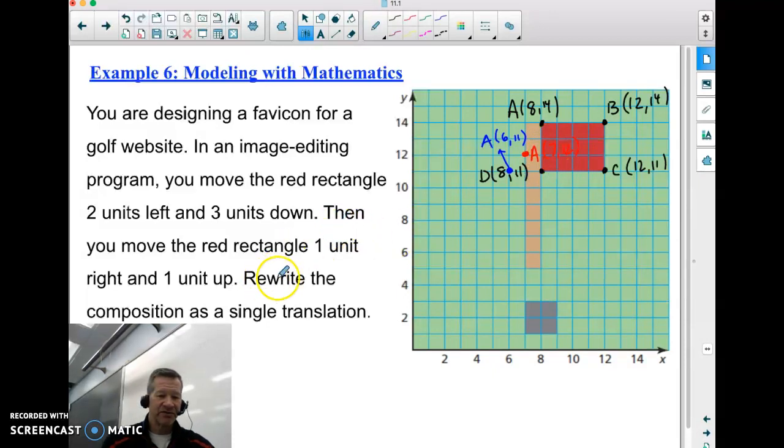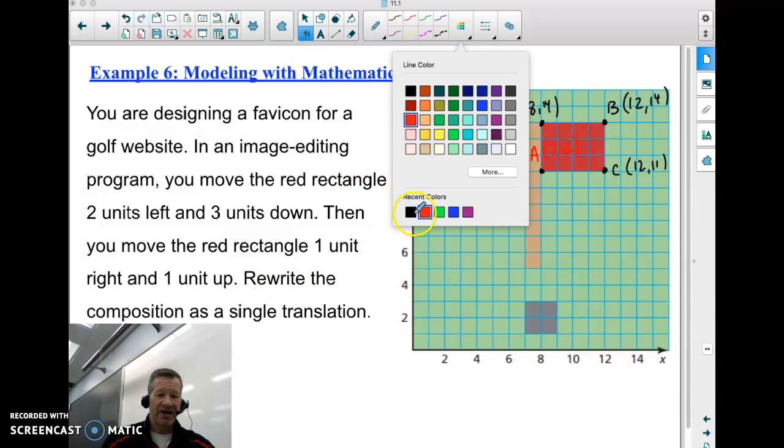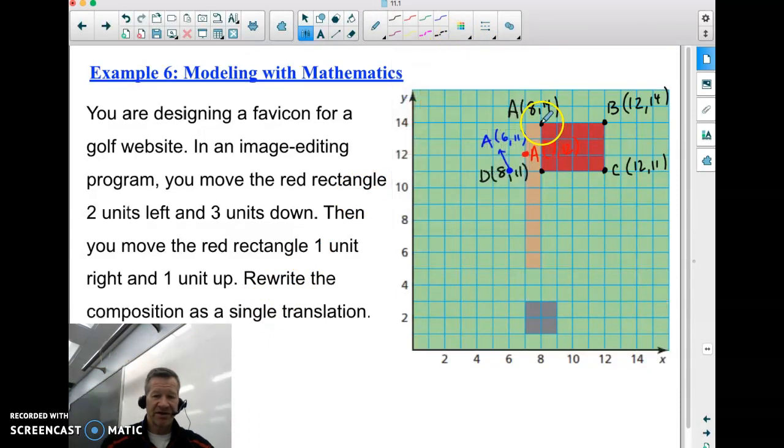Now, what they want us to do is rewrite the composition as a single translation. Well, how far did point A move after the 2 translations? It went 2 left, 3 down, and then right 1, up 1. As a result, it went where? 1 to the left and 2 down overall. So the composition as a single translation would be x minus 1, because I went 1 to the left and 2 down.